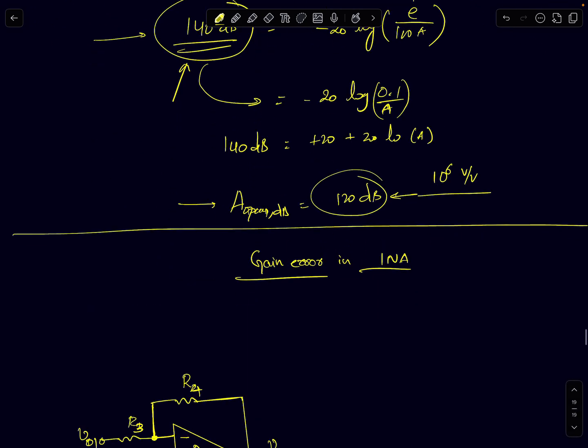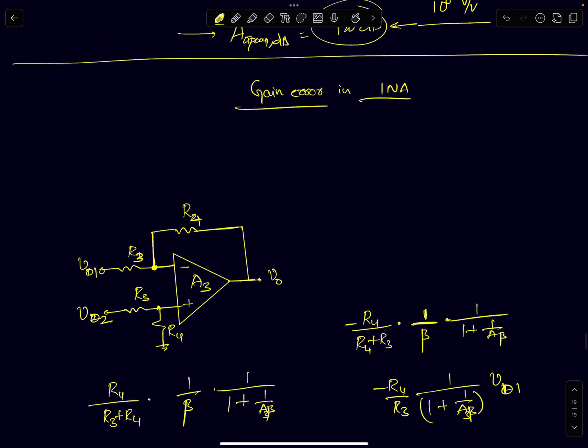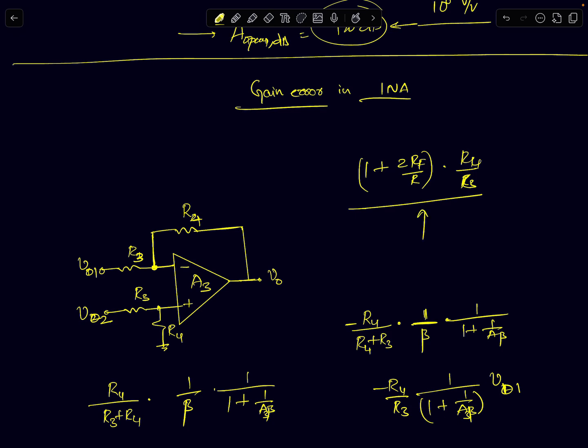Finally, when we talk about gain errors, the other most important thing is the differential gain error. The differential gain is given by 1 plus 2 RF by R times R4 by R3. R4 and R3 are the second stage resistors. In some applications, you may want your gain to be extremely accurate. You can't tolerate errors in the gain itself. Let's say this gain is 1000, you may want this gain to be as close to 1000 as possible. Those are called precision amplifiers. You want the gain to be very precise.